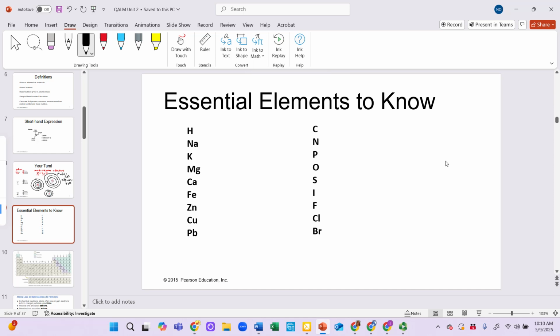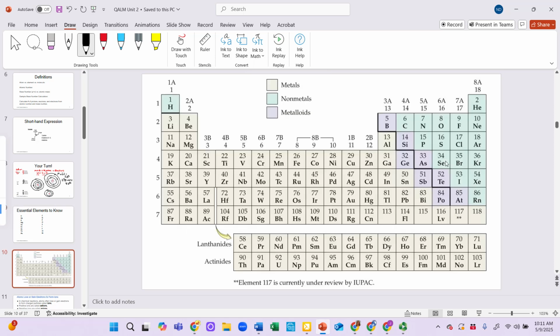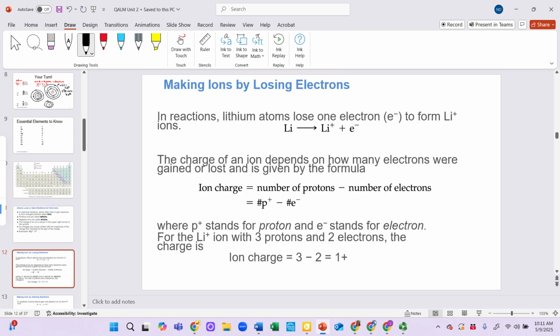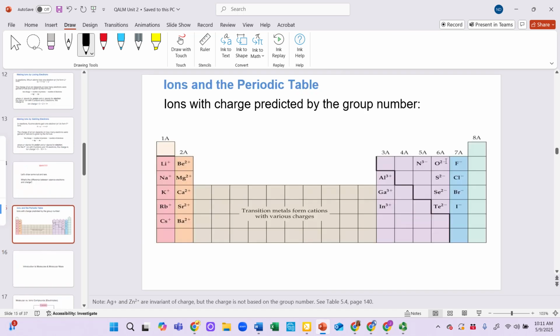You need to know the element's symbol and name. So you need to be able to know name to symbol, symbol to name. And then you need to know what an ion, cation, and anion is. So ions form charges, positives are called cations, negatives are called anions. When looking at the ions that are laid out here, most of our cations are going to be on the metal side, most of the anions are going to be on the non-metal side.